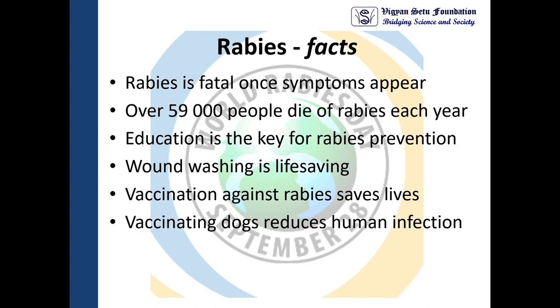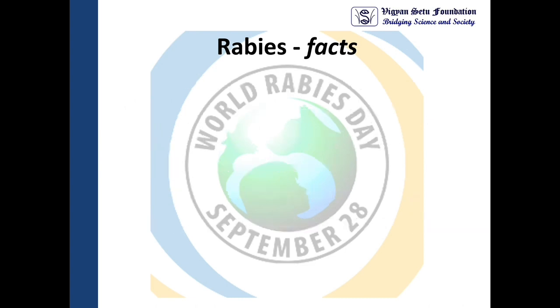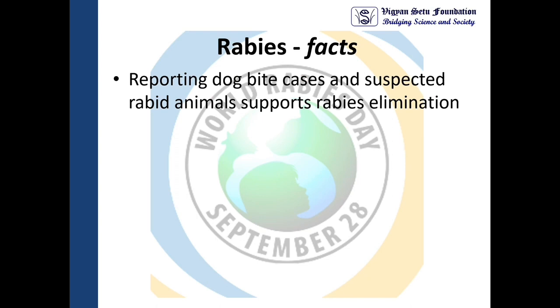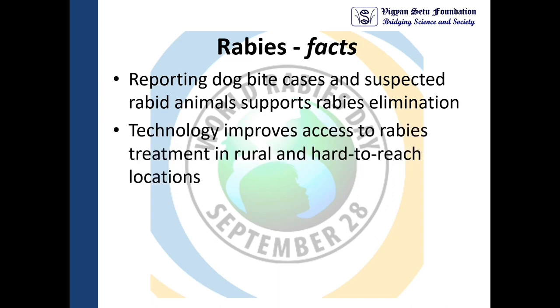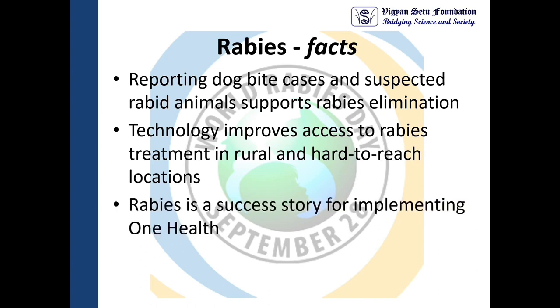Vaccinating dogs reduces human infection. And reporting dog bite cases and suspected rabid animals supports the rabies elimination program. The newer technology improves access to rabies treatment in rural and hard to reach locations. And rabies is a success story for implementing the One Health approach. So let us join hands to make 0 by 30 a reality.